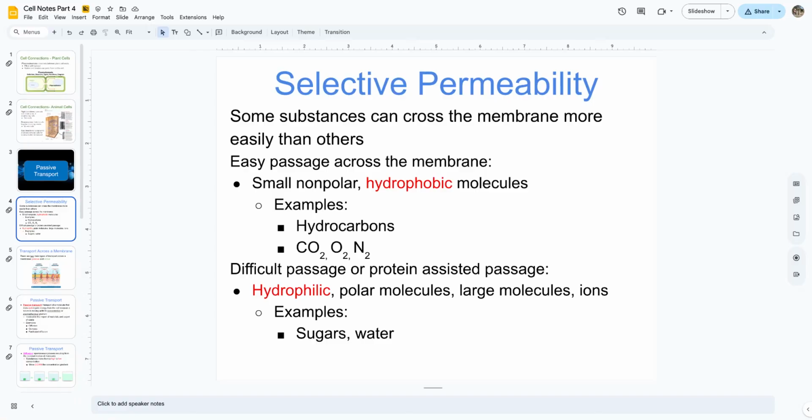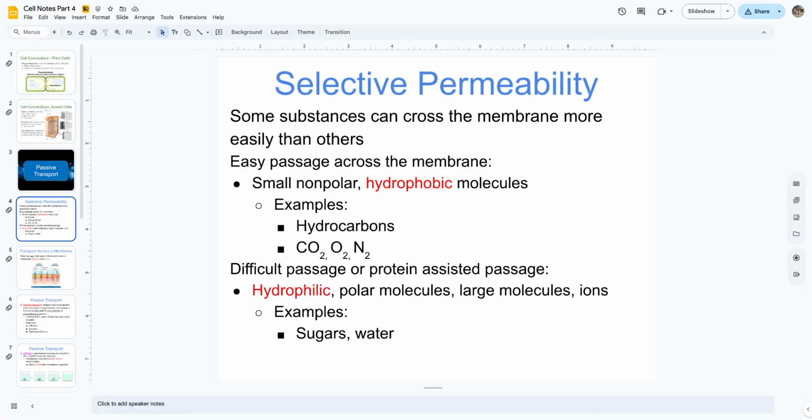So first things first, we can talk about selective permeability just as a vocabulary sense. Selectively permeable just means that the membranes will select what passes through. Typically speaking, your membranes will allow small nonpolar hydrophobic molecules like oxygen and carbon dioxide to pass through the membrane freely, going from high to low concentration.